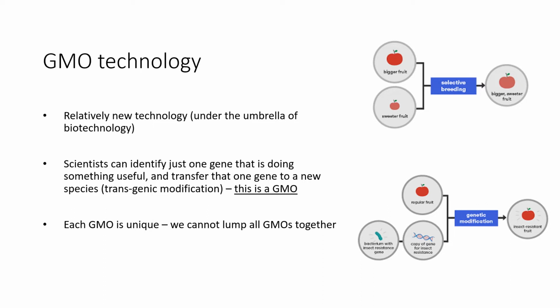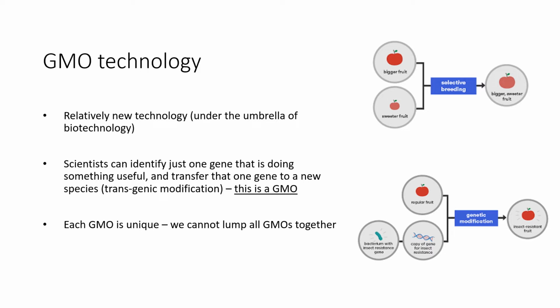Up at the top, I've got an example of traditional breeding that farmers have been doing for many, many years. So it's an example of two different apples. One of them produces big fruit, but not very sweet. Another apple tree produces small fruit, but quite sweet. With selective breeding, farmers have been able to crossbreed this type of situation and eventually hopefully end up with what they want, which is a big fruit but also a sweet fruit.